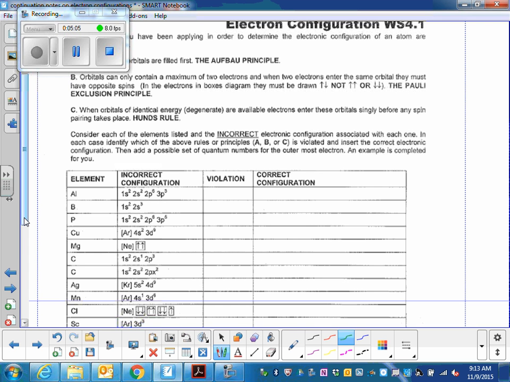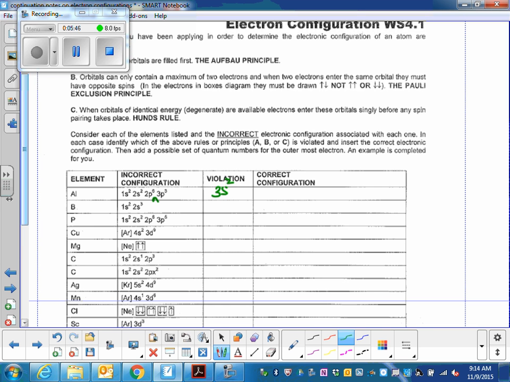So, you should know the 3 rules, all right? And you should be very good at figuring out which rule is being violated where. So, what is the problem with this worksheet? After 1s2, 2s2, 2p6, what should you fill in next? After 2p6, what do you fill? You should fill 3s2. So 3s2 is not filled. Is that right?